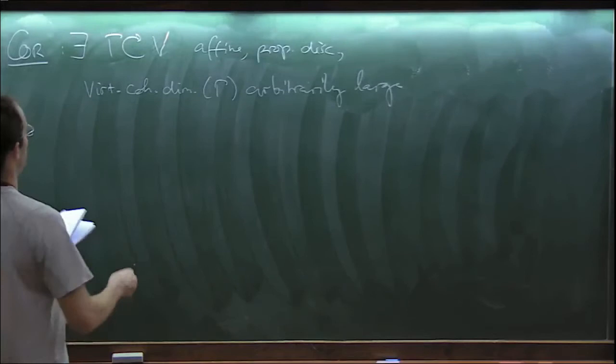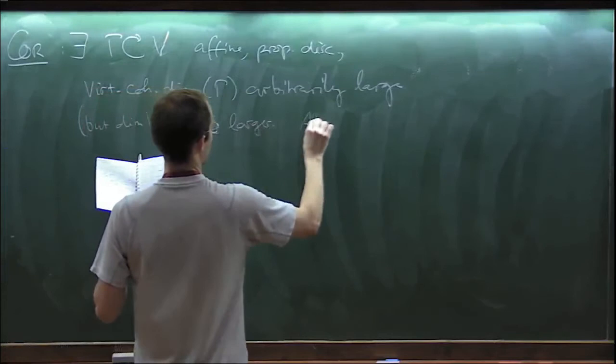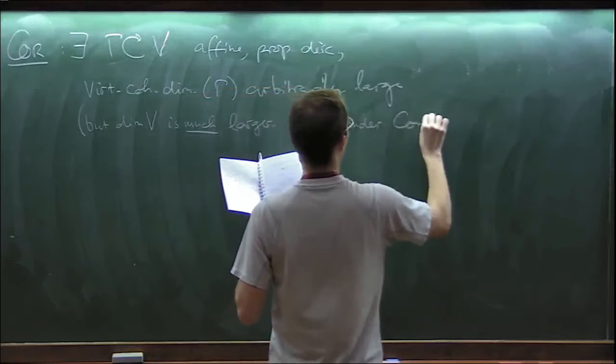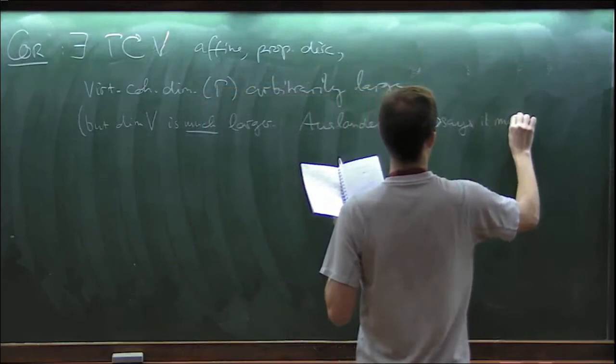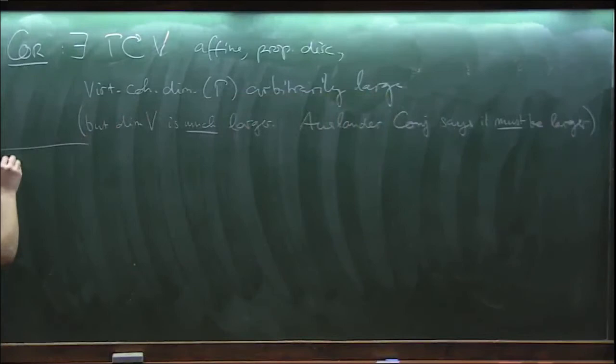The dimension of V is much larger. Auslander conjectured it must be larger. There must be at least one more. Okay, so deformation spaces.